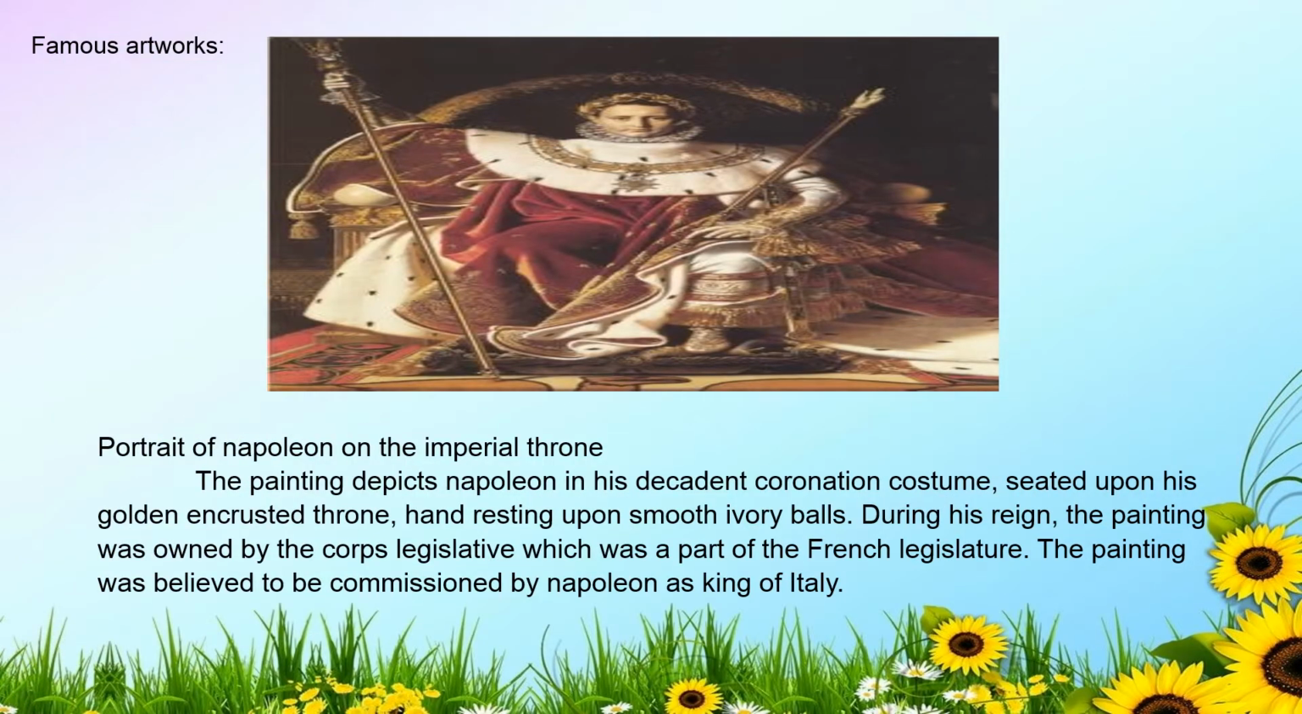Famous artworks: Napoleon on His Imperial Throne. The painting depicts Napoleon in his decadent coronation costume, seated upon his gold-encrusted throne, head resting upon smooth ivory balls. During his reign, the painting was owned by the Corps Législatif, which was a part of the French legislature. The painting was believed to be commissioned by Napoleon as King of Italy.